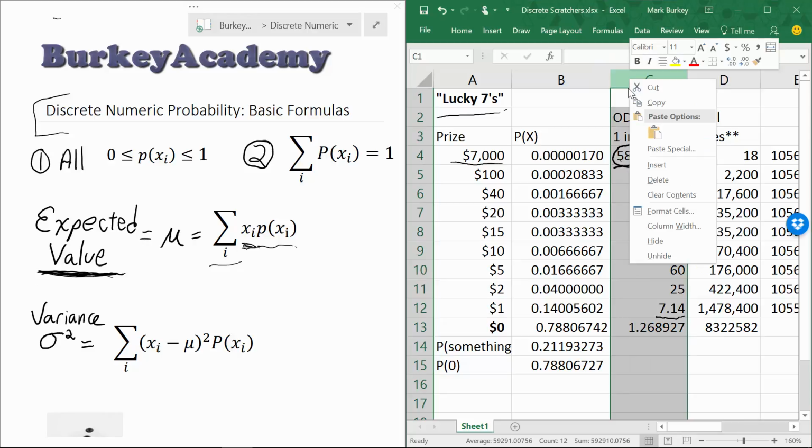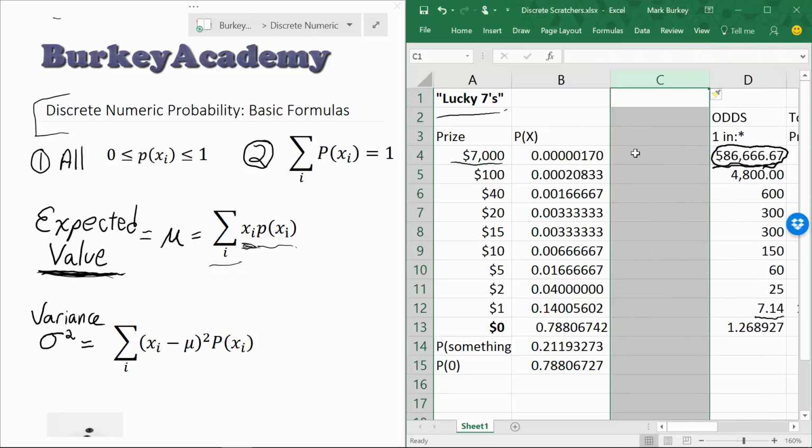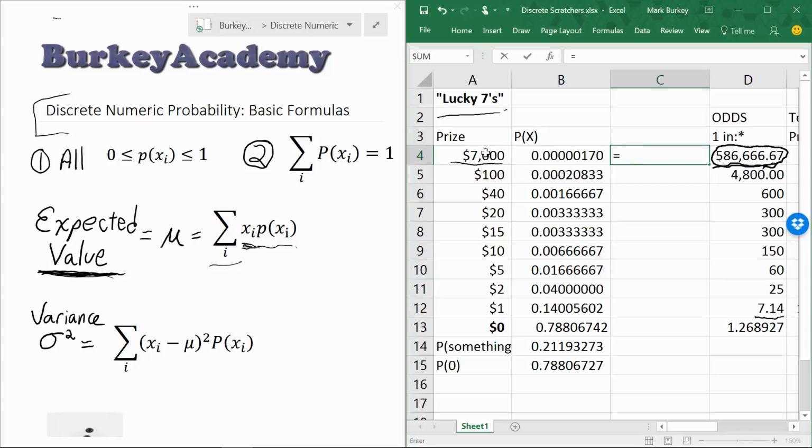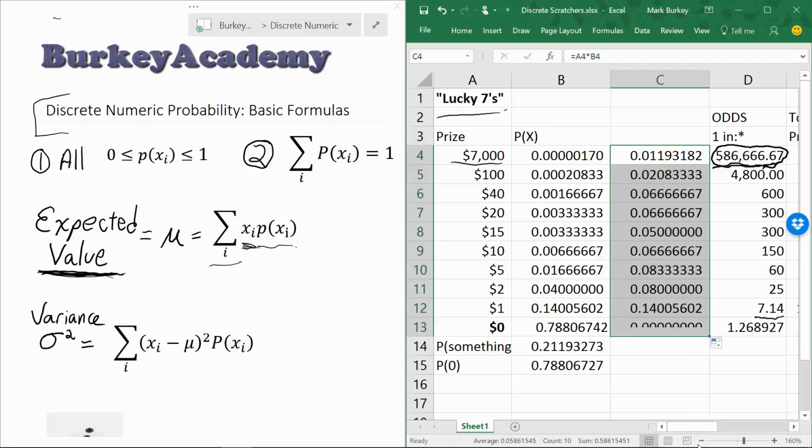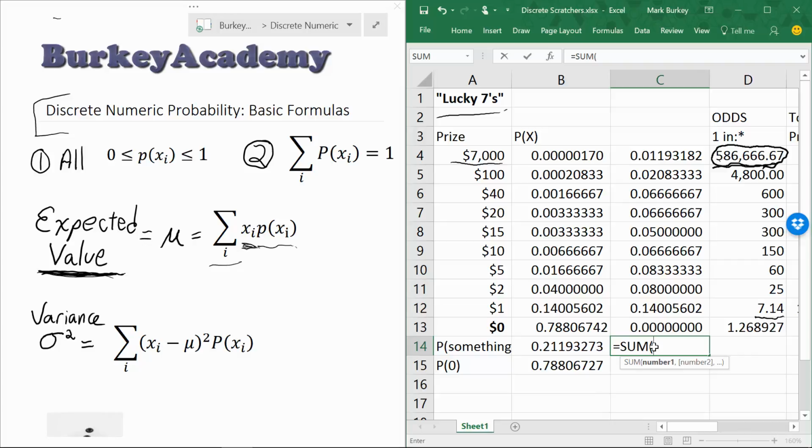So let's create another column here so that we can do this work. So equals x times the probability of x. And we copy that down, and we do that for all the prize amounts. And then we want to add all those up. Equals sum. And we get about 58.6 cents. So that's the average or the expected value.